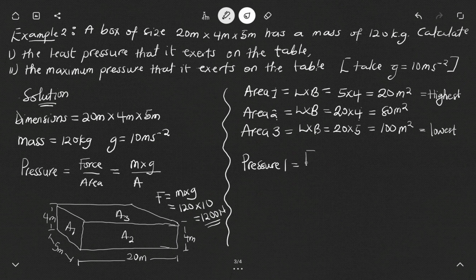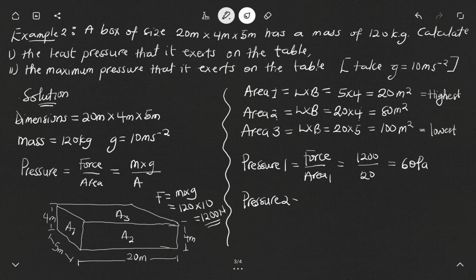Right, so our pressure 1 will be force over area 1, and that will be equal to 1200 on 20. Okay, the 0 cancels, and we are left with 120. 2 will go into 120 60 times, so we have 60 pascal as our pressure 1. Now let's look at pressure 2.